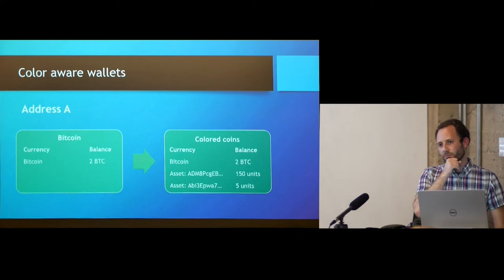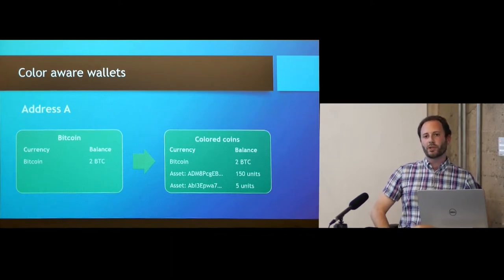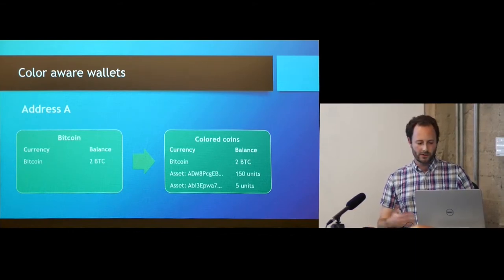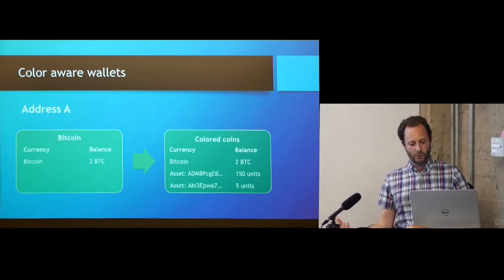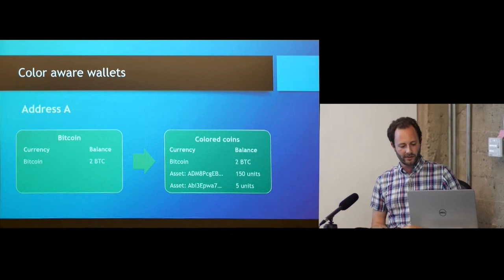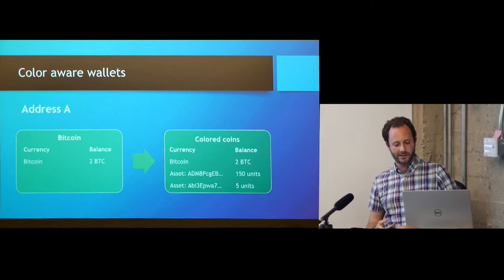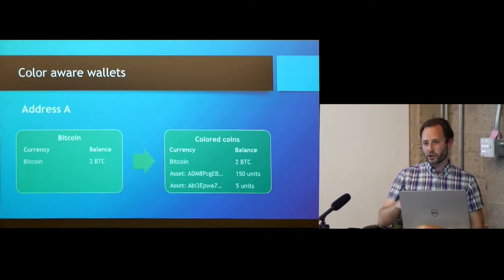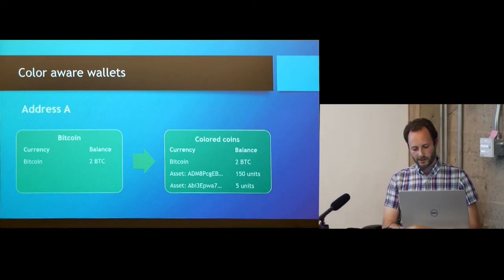And now we'll go a little bit more into the details of open assets. So when you have an address today in Bitcoin, this address has a balance in Bitcoin, denominated in satoshis. With colored coins and with open assets, you not only have a balance in Bitcoin, you also have a balance in other assets. In that example, I have two other assets, one has 150 units, the other one has 5 units. So essentially, you have a list of assets with a balance for every asset.